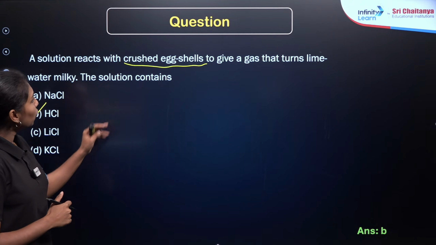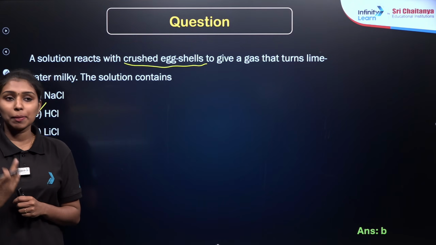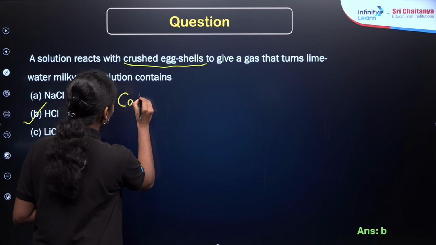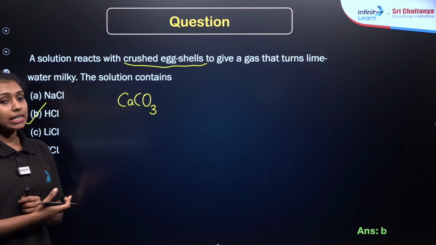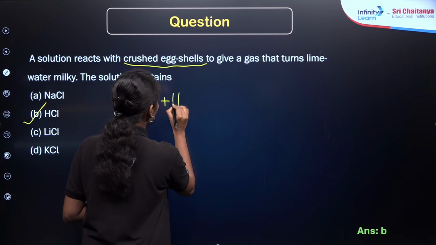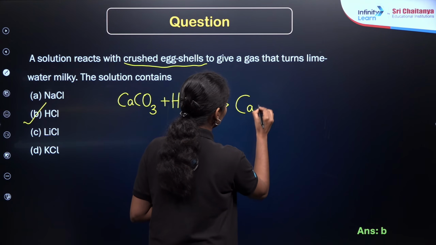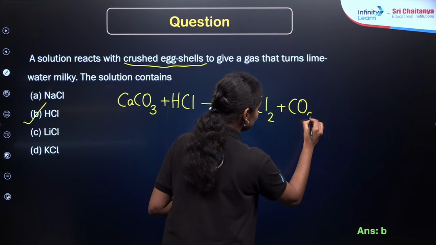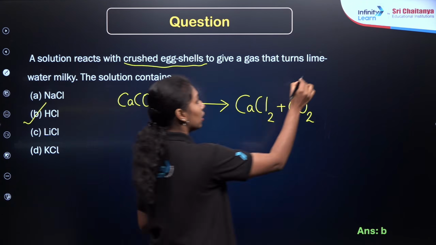Okay, fine. So what is the chemical substance present inside the crushed eggshells? Maybe you have studied, right? Calcium carbonate. The crushed eggshells contain calcium carbonate. So whenever this calcium carbonate is treated with the hydrochloric acid, that will produce calcium chloride plus carbon dioxide plus water. So we know what the meaning of lime water turning milky is. Lime water means calcium hydroxide, right?